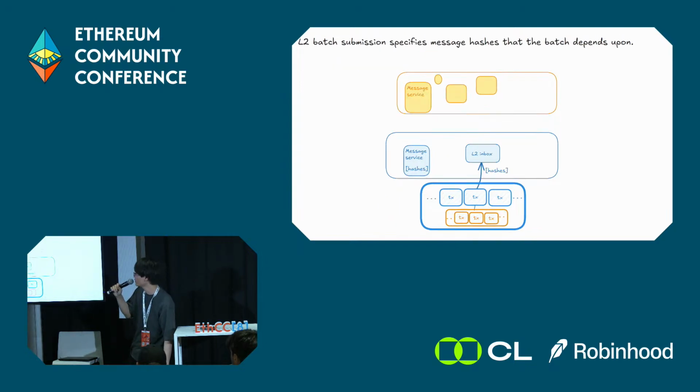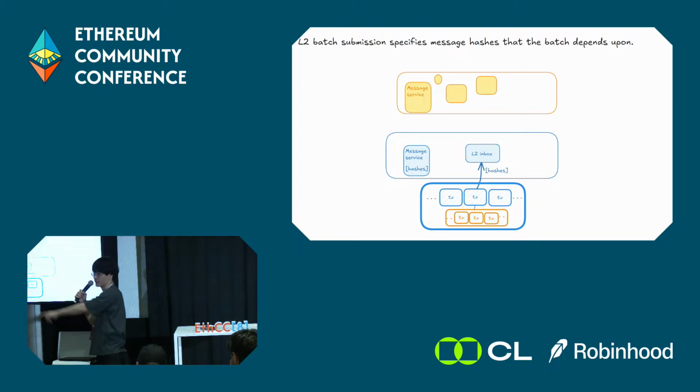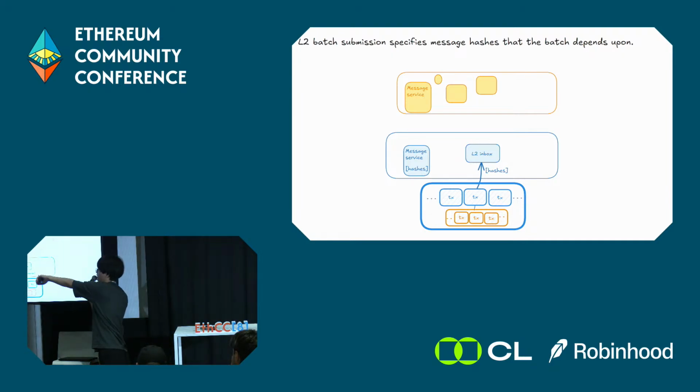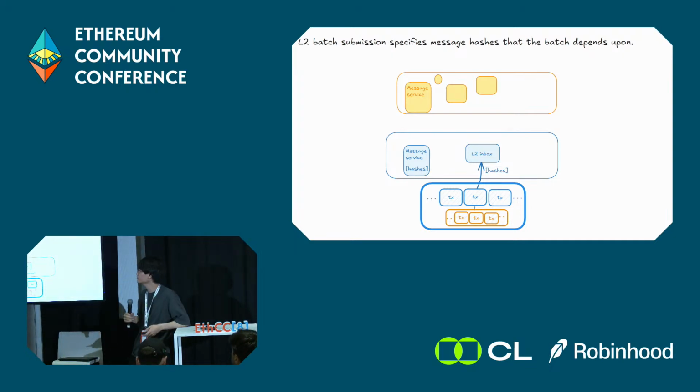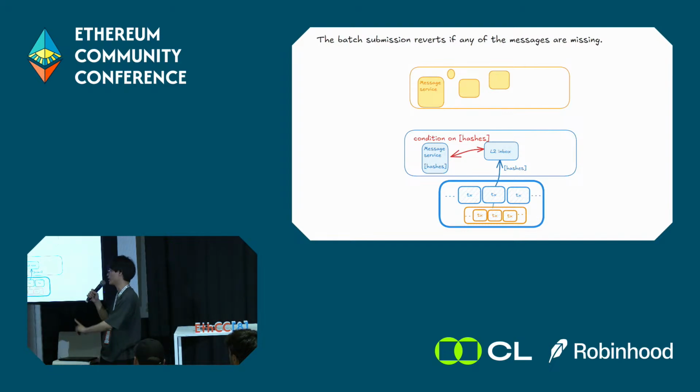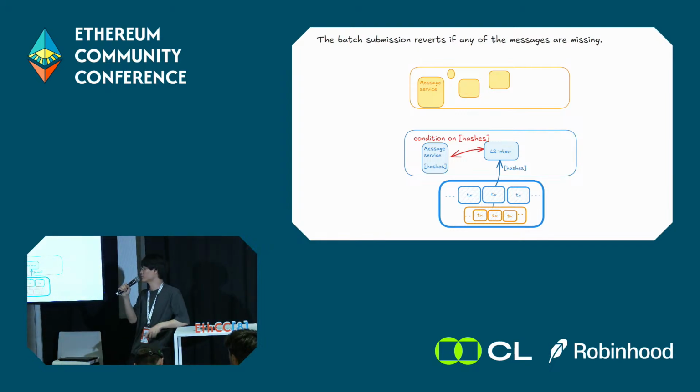Okay, next what happens is that you have the batch proposal, with the L2 transactions. And what's new here is that this batch proposal specifies the hashes that it depends upon. So it's saying, hey, I want to depend upon a bunch of messages that hash to these hashes. Okay, and next what happens is that the L2 inbox can condition on the fact that the hashes exist in the message service. So this transaction previously pushed the hashes to the message service, and it conditions against it.